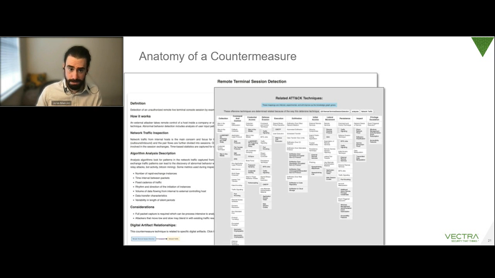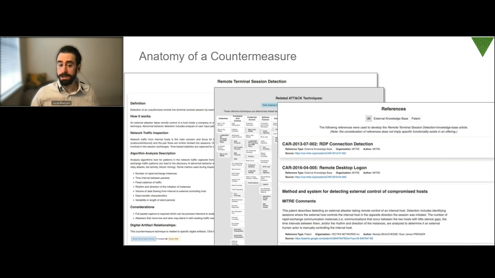For each MITRE D3FEND countermeasure, you can look at it and see all the different techniques that are impacted. So in this remote terminal session detection countermeasure, you can see that the impact of having that type of coverage on your MITRE ATT&CK is high. All these boxes become checked, and now you have coverage when you have this countermeasure in place. In addition, for those that want to investigate more, the foundations are all listed. The different knowledge base frameworks that were used to define this countermeasure are listed, and relevant patents will also be listed underneath each of them.